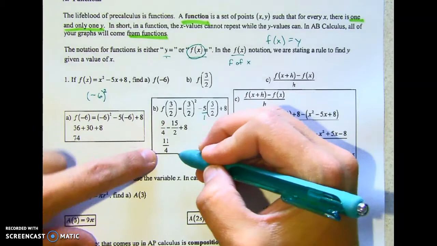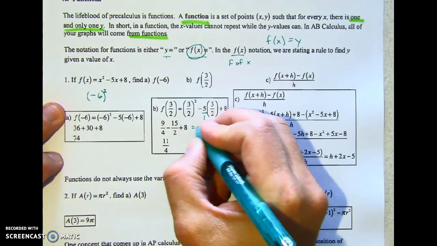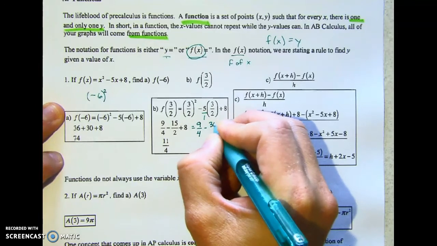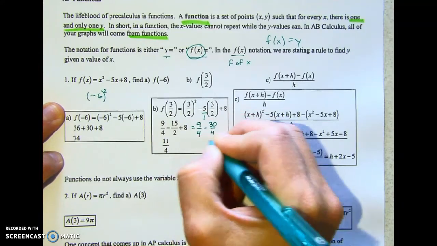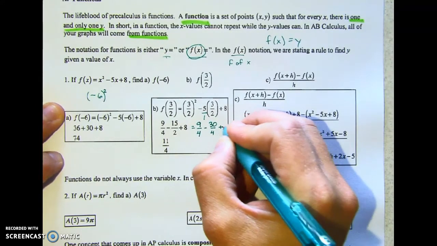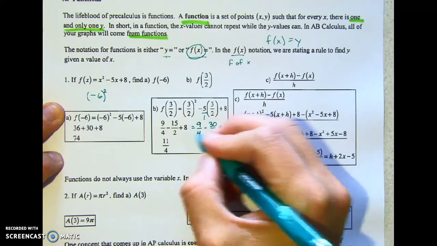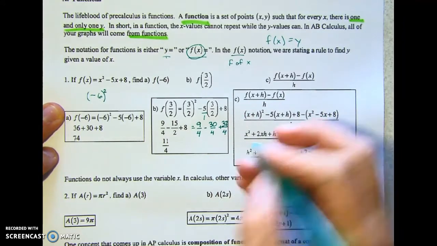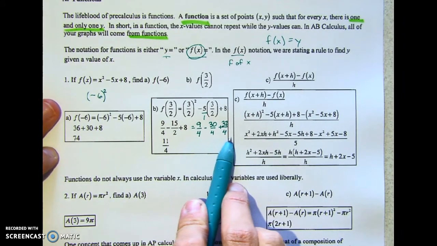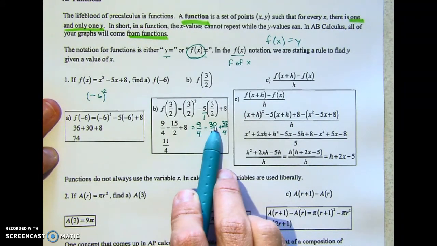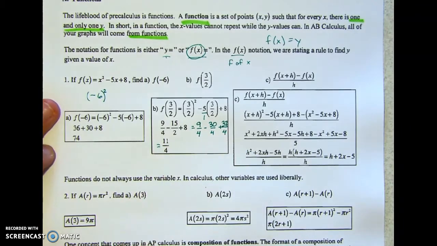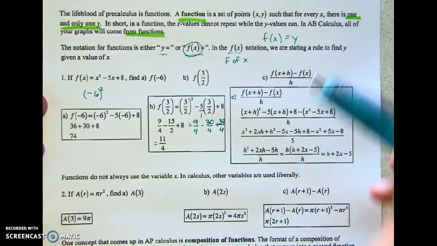How does this become this? By hand. You need to know how to do this. So this would be 9 over 4 minus 30 over 4, because we have to have a common denominator, plus, so 8 is what number over 4? 8 is 32 over 4. So now that we have a common denominator, we see that 9 minus 30 is negative 21 plus 32 equals 11 over 4.